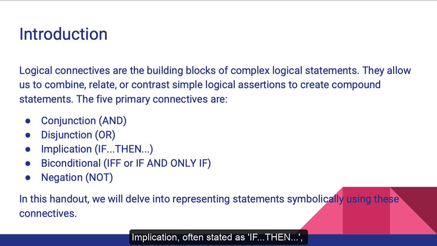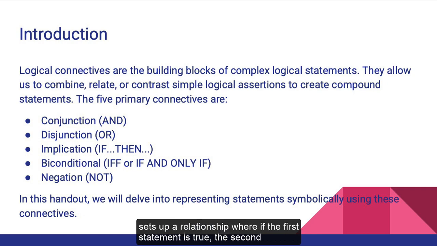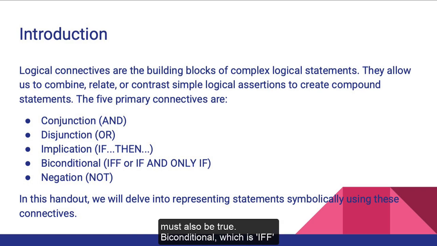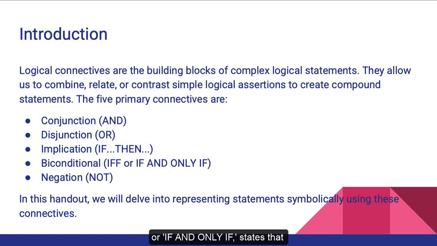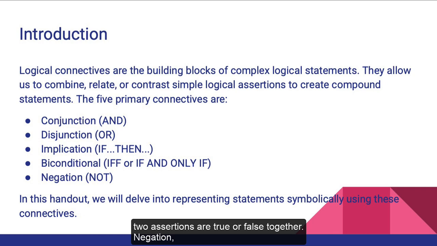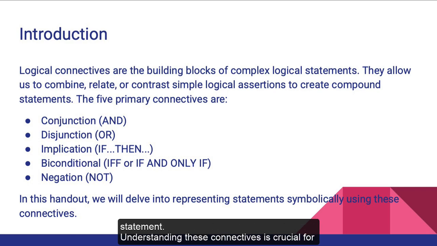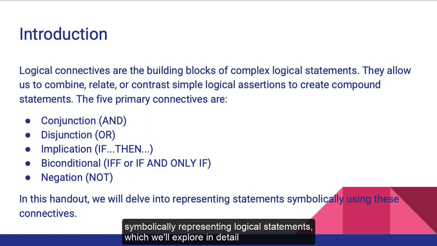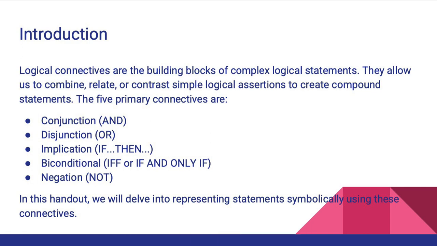Implication, often stated as "if, then," sets up a relationship where if the first statement is true, the second must also be true. Biconditional, which is IFF or "if and only if," states that 2 assertions are true or false together. Negation, represented by "not," reverses the truth value of a statement. Understanding these connectives is crucial for symbolically representing logical statements, which we'll explore in detail in this video. So, in essence, these connectives serve as the building blocks for constructing and analyzing more complex logical arguments.